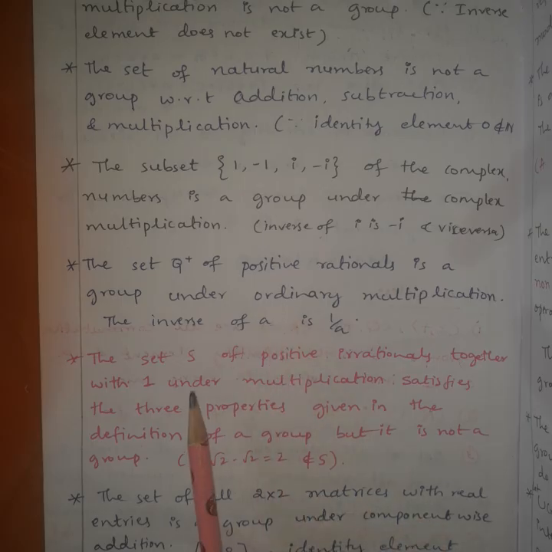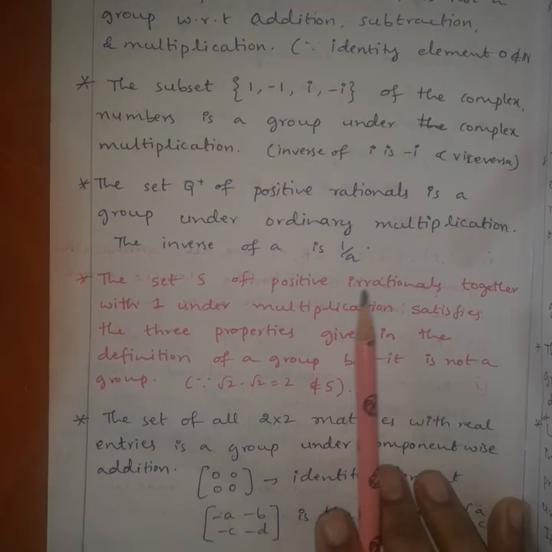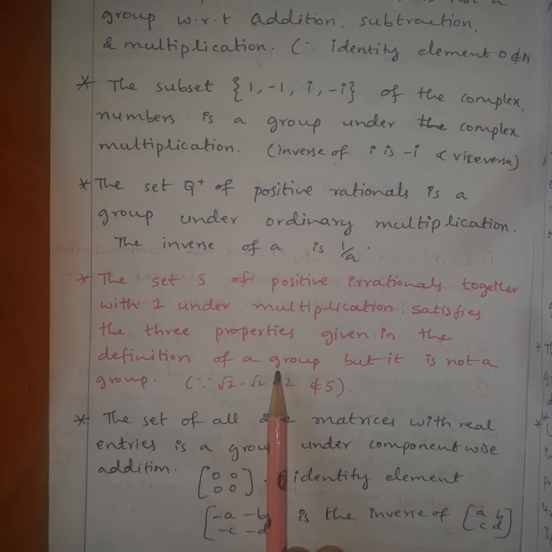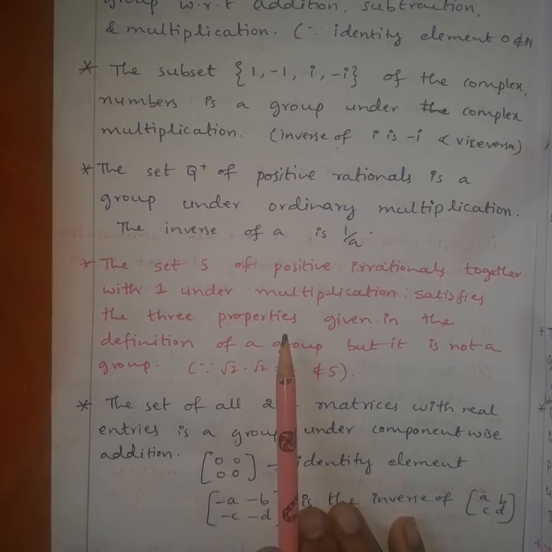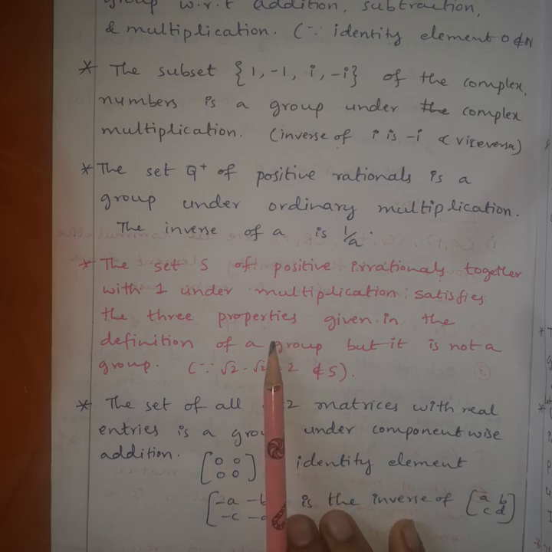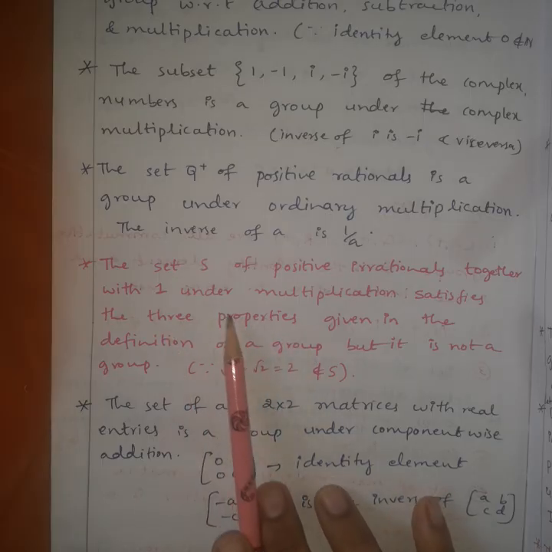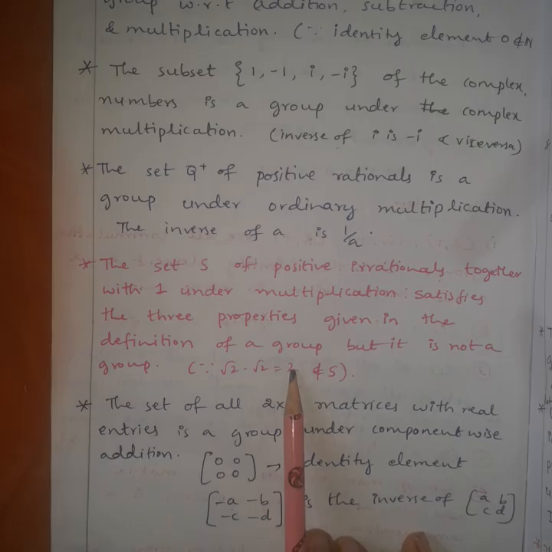Identity element 1 exists. Next, the set S of positive irrationals together with 1 under multiplication satisfies the properties given in the definition of a group, that is, the associative law, inverse exists, as well as identity element 1 exists, but it is not closed. So it is not a group because it is not closed. If you take any two irrationals, say root 2 into root 2, it is equal to 2, but 2 is rational, so it does not belong to the set of irrational numbers.